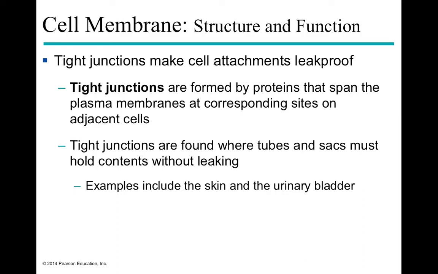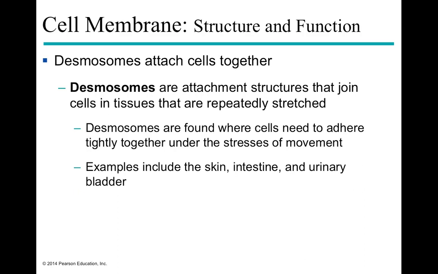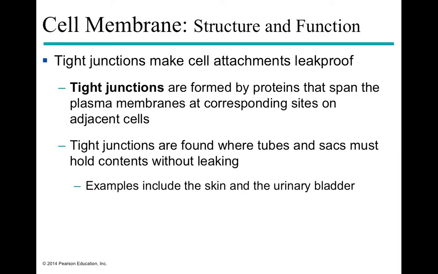When we talked about desmosomes, I compared them to snaps. Tight junctions are more along the lines of a Ziploc bag. There's a series of proteins that make that Ziploc region, so it's waterproof, and there's not going to be any liquid content leaking from one side to the other. So tight junctions are very important where tubes and sacs have to hold contents without leaking. Another example, again, is the skin and the urinary bladder.